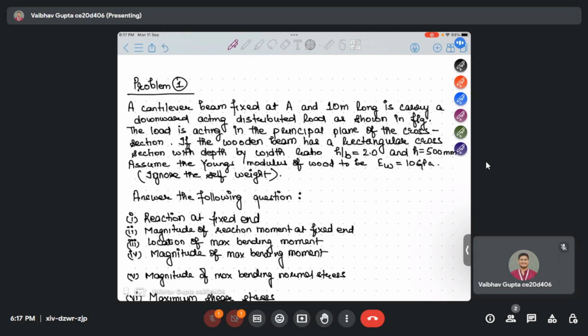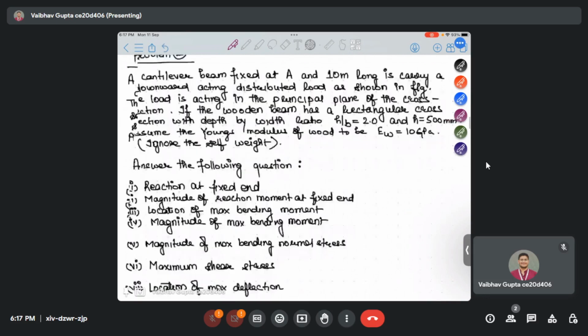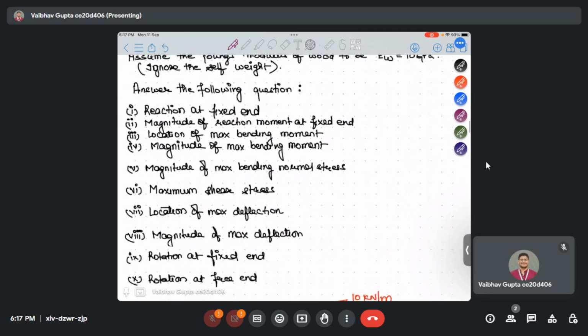Lastly, it is said to assume the Young's modulus of wood to be Ew equal to 10 GPa, that is 10 into 10 to the power 9 Newton per meter square. Ignore the self weight of the beam. Then you have to answer the following questions. Here, what are the reactions at the fixed end, the magnitude of the reaction, moment, or location. We'll see one by one while solving the problem.